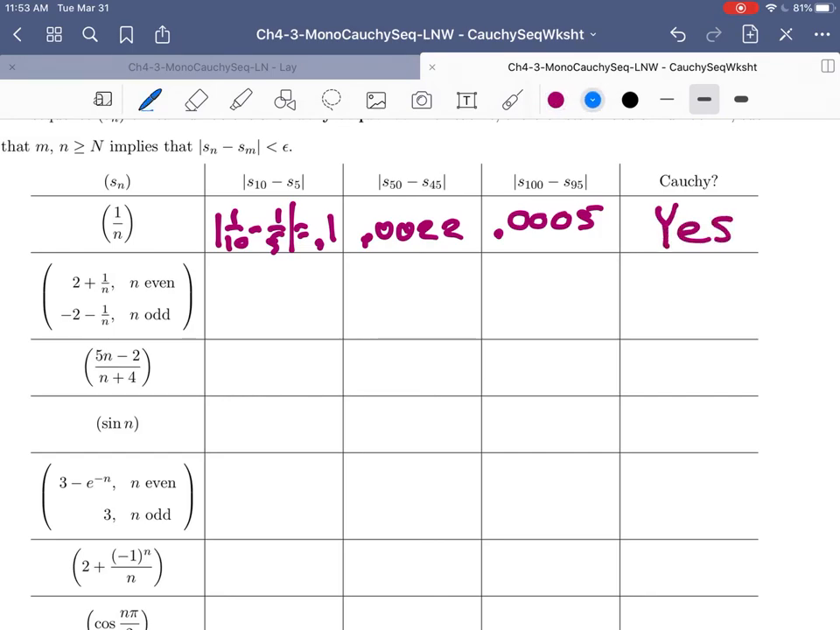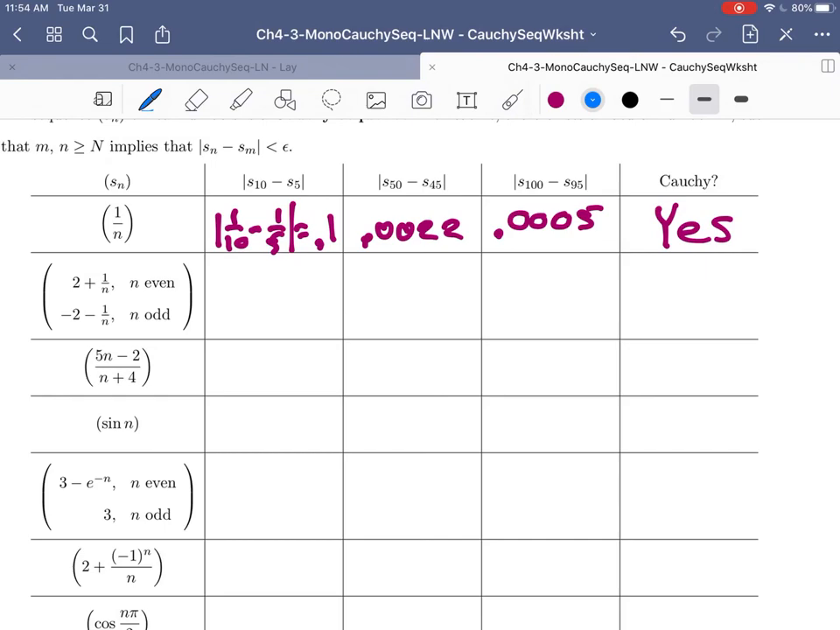You can choose an epsilon, and for every epsilon that you might choose, you could then define what it means to be far enough along in that sequence that would force any terms past that point to be within epsilon units of each other. All right, so let's look at our next example. Here we have 2 plus 1 over n whenever n is even, and negative 2 minus 1 over n whenever n is odd.